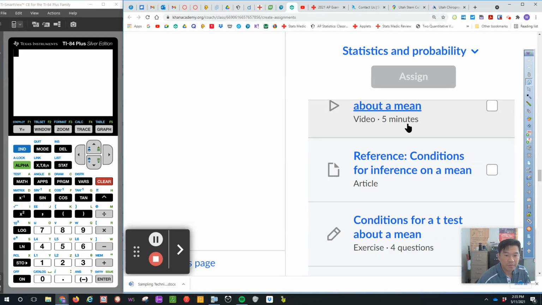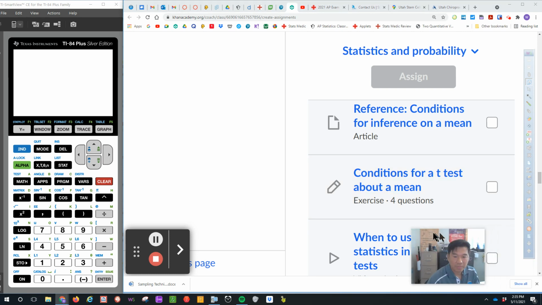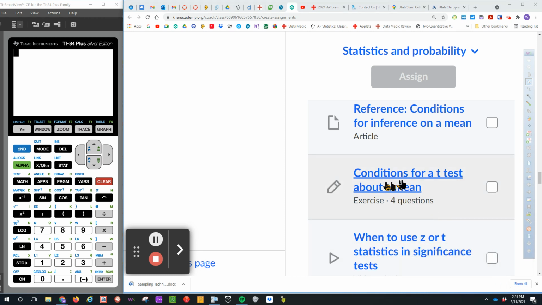So today we're doing an exercise on conditions for a t-test about a mean. A t-test is only used for a mean, right? So when the data is of a quantitative nature, you have to use the t-test. Okay.